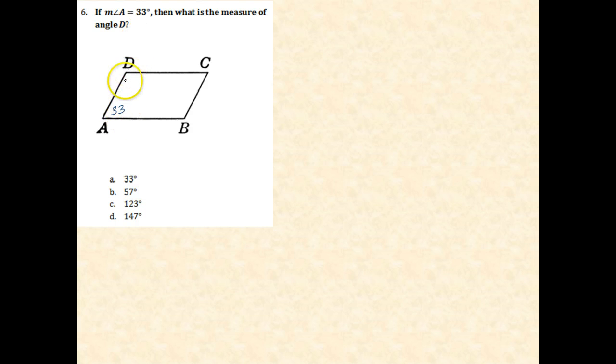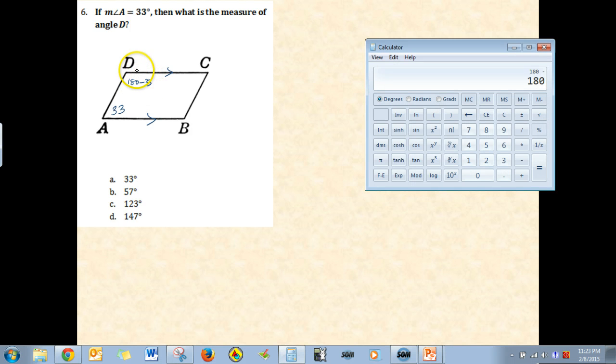The measure of angle A is 33 degrees. And what is the measure of angle D? Now this is a parallelogram, it should say in the question. So consecutive angles in a parallelogram are supplementary. So this is 180 minus 33. 147.